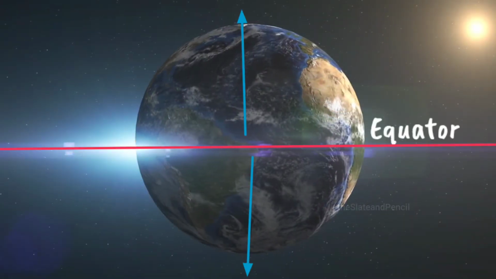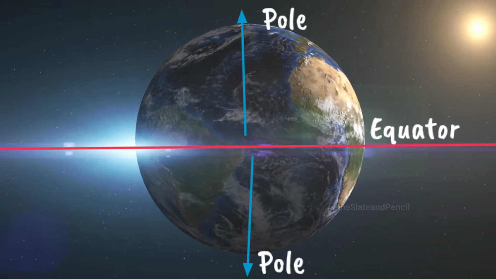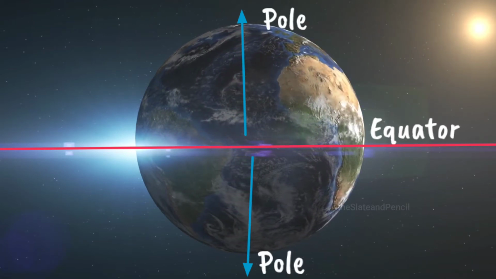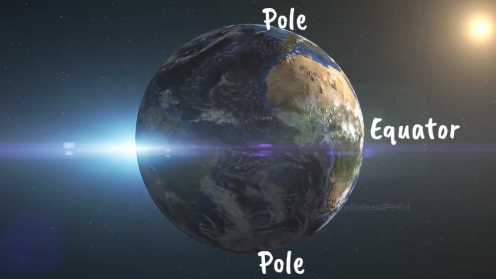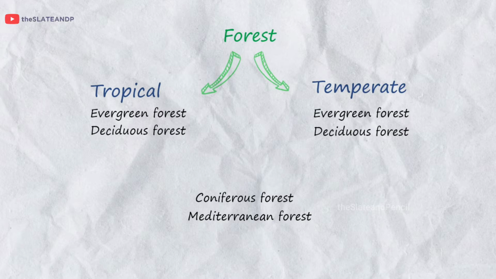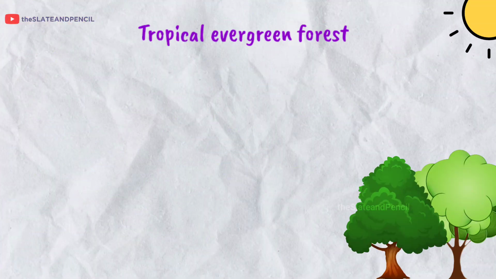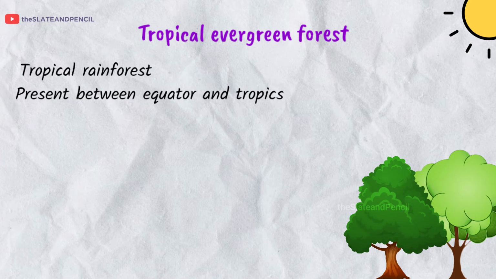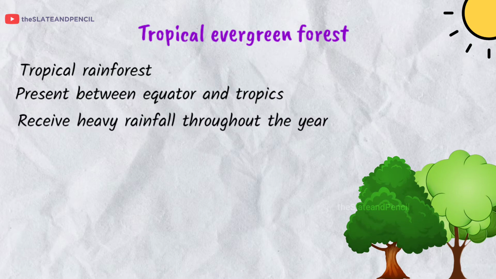As we move from the equator towards the pole, we see a variation in the type of vegetation and wildlife present. Let's know about the different types of vegetation present around the world and also the animals inhabiting there. Tropical evergreen forest. These are also known as tropical rainforest. These are present in the region between the equator and the tropics. The equator is the hottest part of the world, so it also receives heavy rainfall throughout the year.